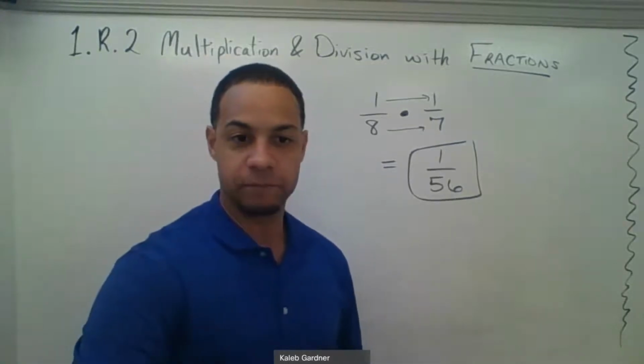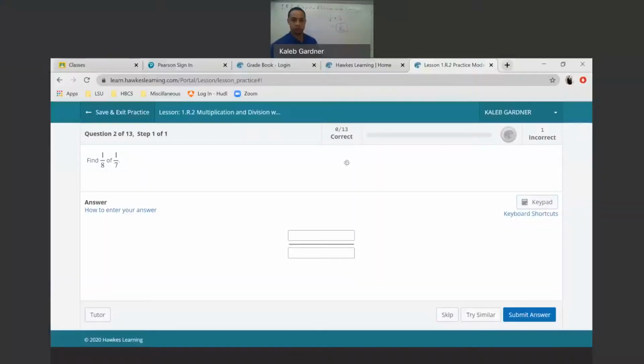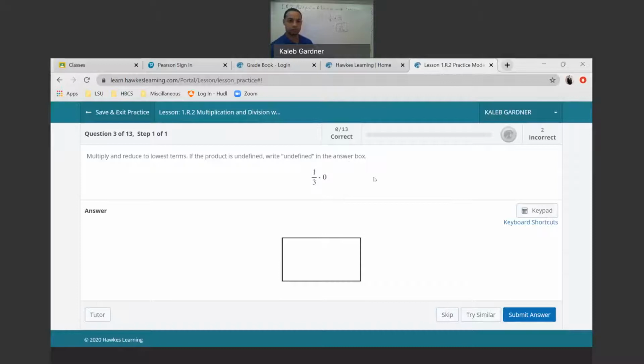All right, moving on. Next example. So what happens when we multiply by 0? I want you to notice something. Notice the directions. They say multiply and reduce to lowest terms. If the product is undefined, write undefined in the answer box. We're going to talk about that in just a second. First, let me write down this example and let's talk about it.